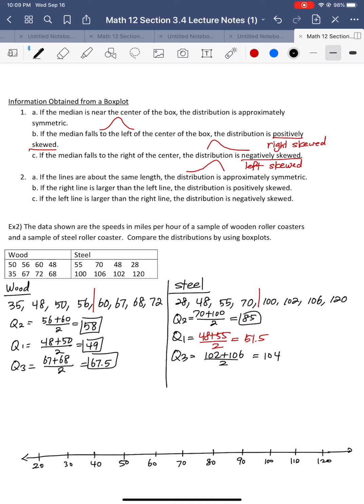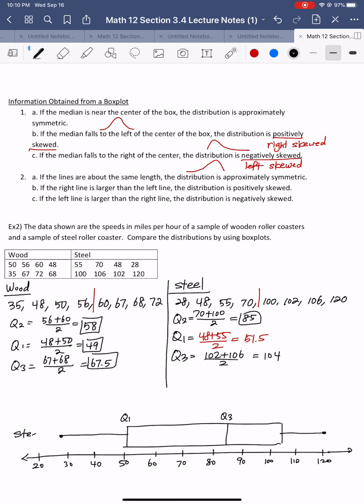Okay, so steel has Q1 of 51.5, Q2 of 85, and Q3 of 104 right here. Then making a box plot, we plot the minimum, which is 28, and the maximum, which is 120. Okay, so this is the steel.